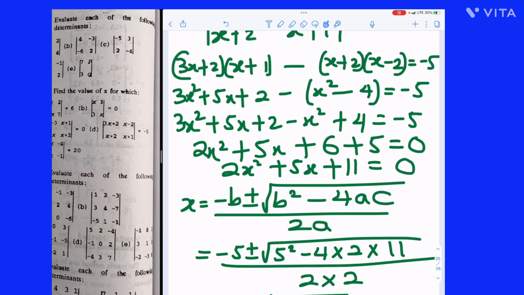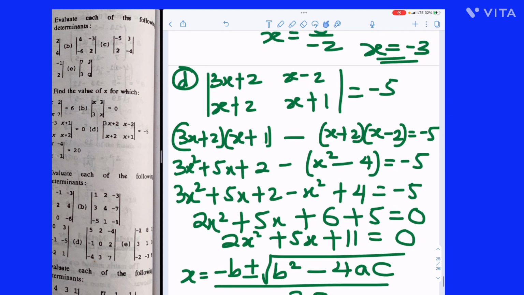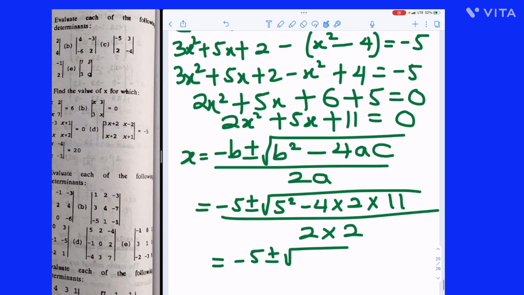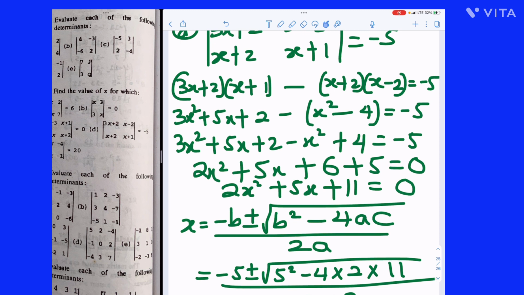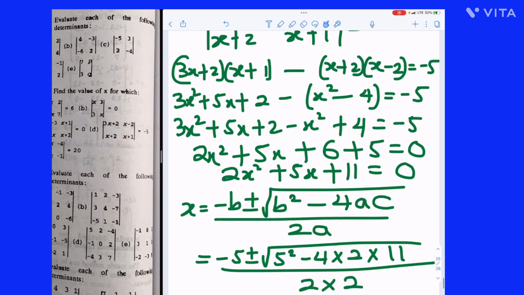Let me check. 3x squared minus x squared, 2x squared, plus 5x. 2 plus 4, 6. 6 plus 5, 11. Okay. 3x squared plus 3x plus 2x plus 2, correct? X plus 2 times x minus 2, that's x squared minus 4. Minus x squared plus 4, plus 5, 6 plus 5, 11. Okay. This minus this, that's minus x squared plus 4. I think I didn't make a mistake.